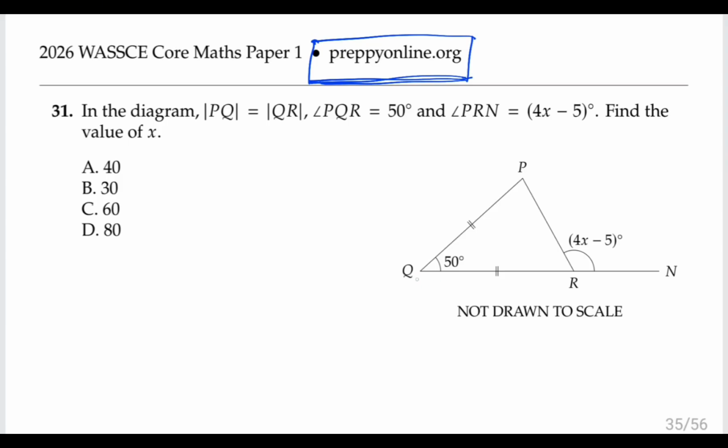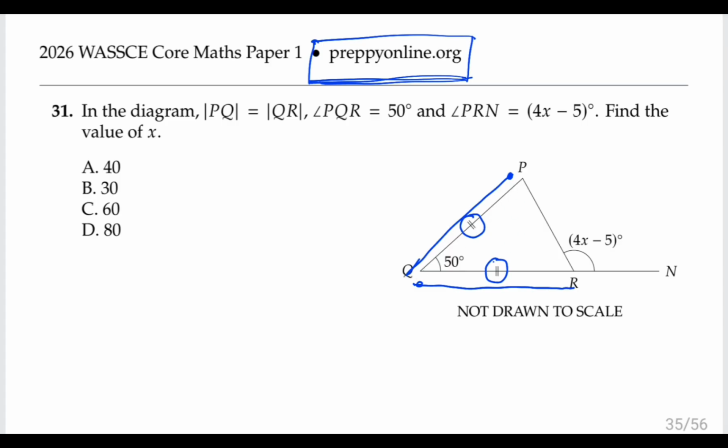Question 31. In the diagram, line segment PQ equals line segment QR. That means that the length of PQ, which is from here to here, is the same length as QR, from here to here. And that's what this means. So that means that we have an isosceles triangle here.